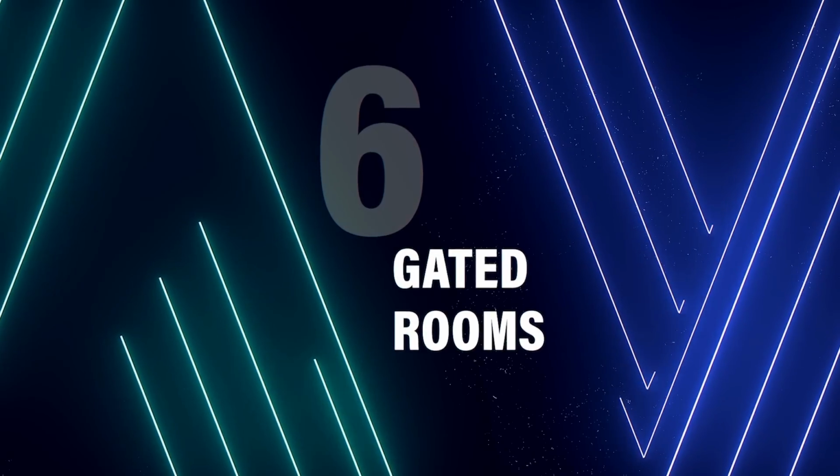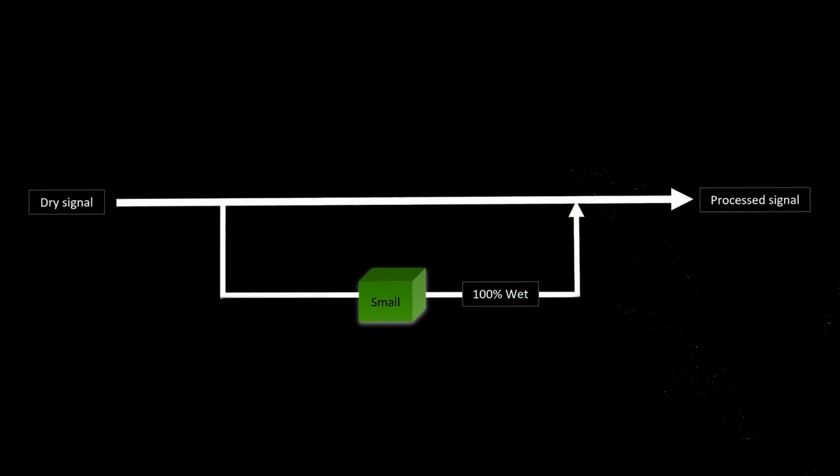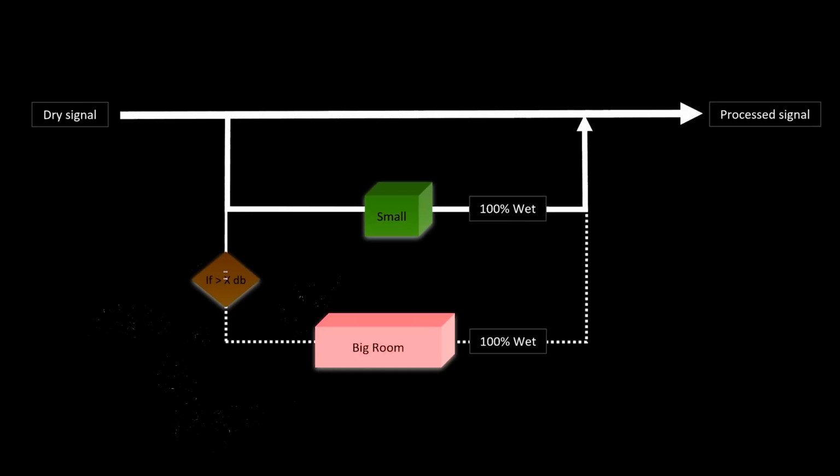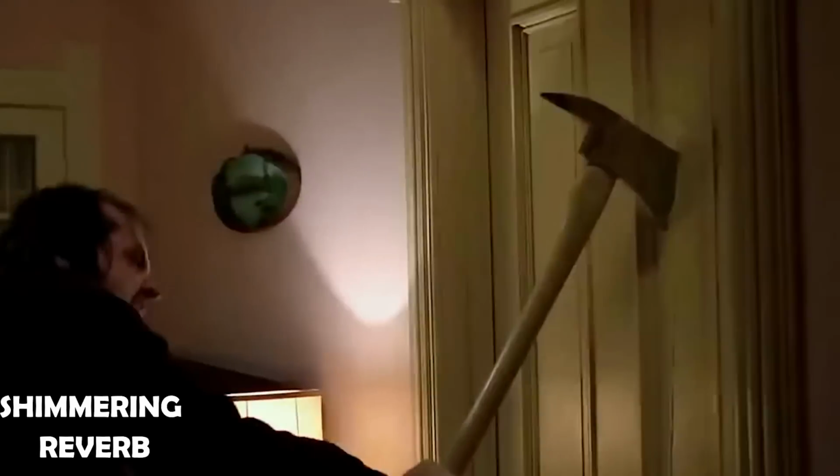The gated rooms. We will start this one with a flow chart. On the left hand side, we have the dry signal, and on the right hand side, we have the process signal. The first parallel chain is a small room reverb, but the main trick comes with the second parallel chain. And here we have a big shimmering reverb. The problem with shimmering reverbs is that they can overtake the mix and really mask everything else.